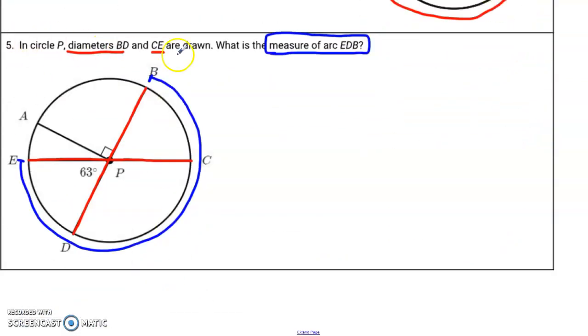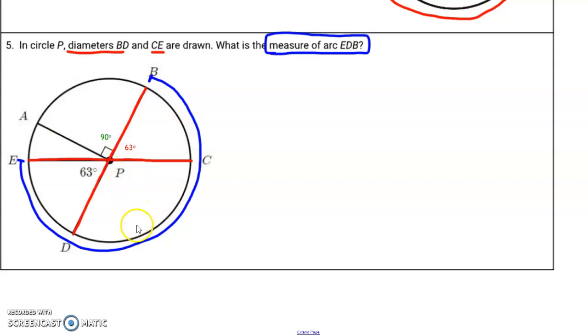Last but not least, we're given that this circle has 2 diameters drawn, and it's asking for the measure of arc EDB. I've drawn you where arc EDB is. Just to be clear, arc EB would have been here. If I'm looking for EDB, it must be from E to B going through D. So we have one central angle that's known. I'm going to label the circle with all of the other angles that we know.